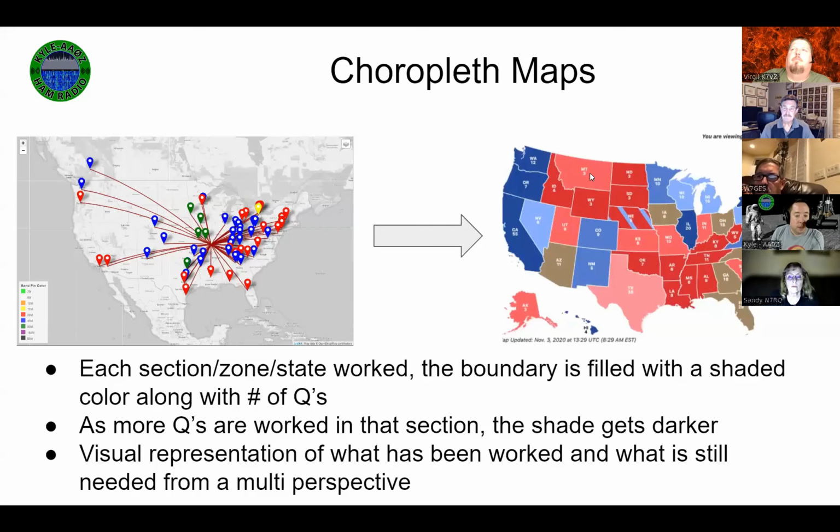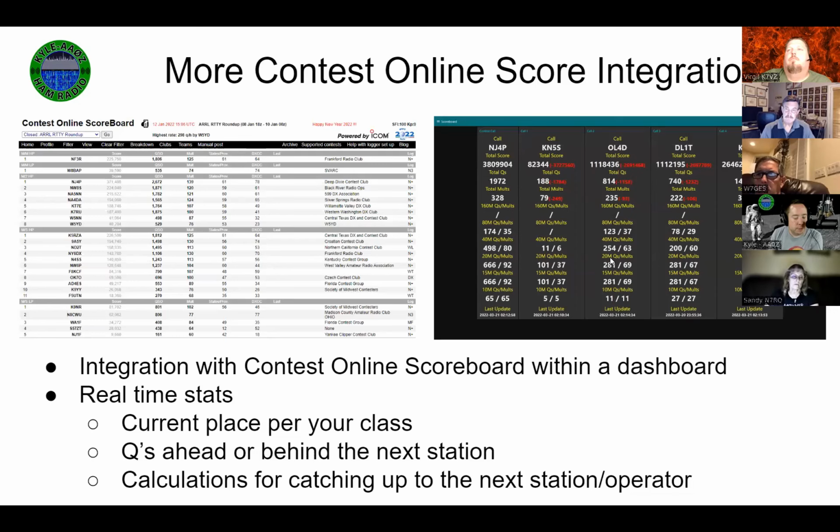You know, Montana, you've got 3 contacts. In South Dakota, you've got 3. In Missouri, you've got 10. Illinois, you've got 20, and turn the different regions to different shades of a color based on the amount of contacts that you've made in that region, that grid, that state, ARRL section. I'd love to do something like that, but again, time, effort, and knowledge is not on my side.